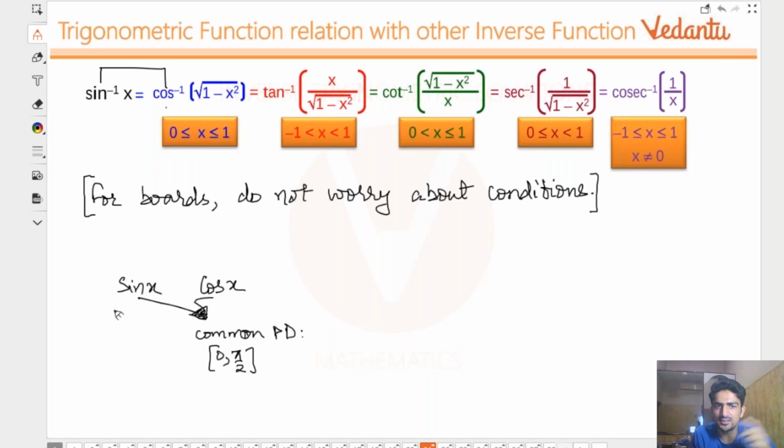The principal domain of sin x is minus pi by 2 to pi by 2. The principal domain of cos x is 0 to pi. So common in them is 0 to pi by 2. This is the first step you have to do. Last step: just see for this x, what are the values of sin x? When x is 0 to pi by 2, sin x lies in 0 to 1. Yes or no? Yes. Try to see, that is the condition.